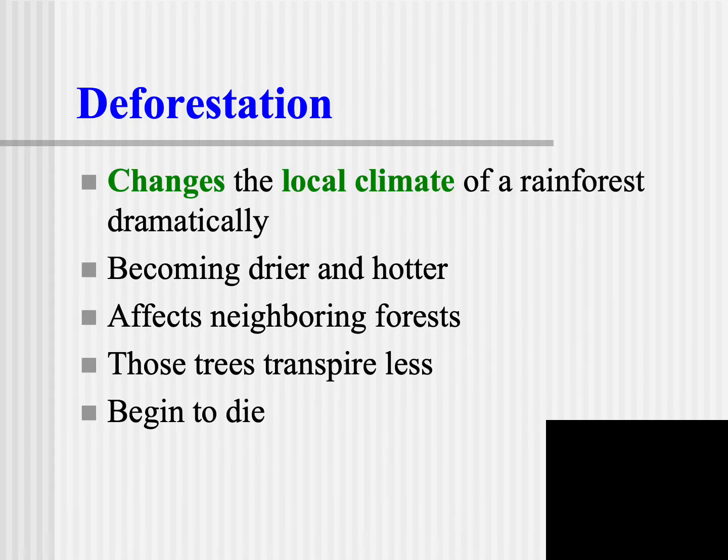Now, what happens when you take away a lot of those plants? You have deforestation. And so when plants are cut down, huge amounts, football fields of rainforest cut down, now it's getting drier and drier and drier. And guess what? If there is less transpiration, there is less precipitation.